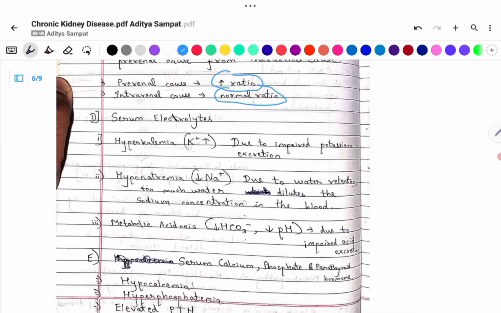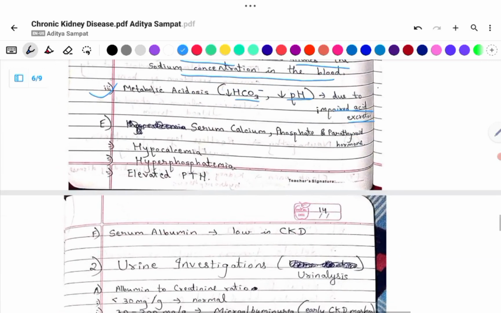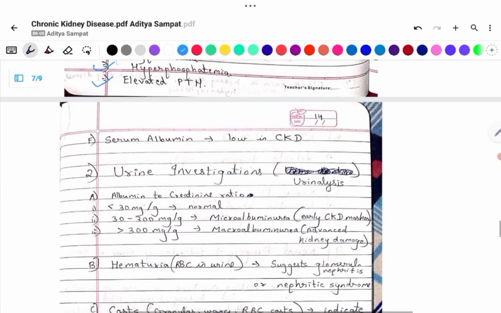Serum electrolytes. Hyperkalemia due to impaired potassium excretion. Hyponatremia due to water retention. Too much water dilutes the sodium concentration in the blood. Then there is metabolic acidosis, decreased HCO3, decreased pH due to impaired acid excretion. Serum calcium, phosphate and parathyroid hormone. There is hypocalcemia, hypophosphatemia and elevated PTH. Serum albumin is low in CKD.